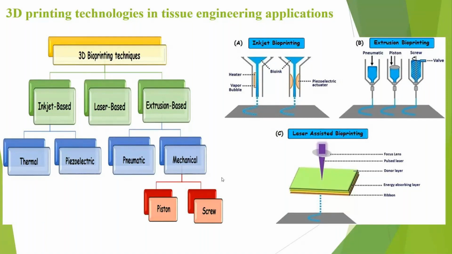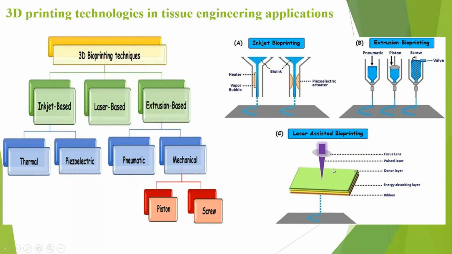Among the inkjet based, there are two types of classification: thermal and piezoelectric. Coming to the extrusion based, there are two types: pneumatic and mechanical mode. In the mechanical mode, we use two subtypes: piston and screw type. This picture clearly explains inkjet bioprinting, extrusion bioprinting, and laser bioprinting.